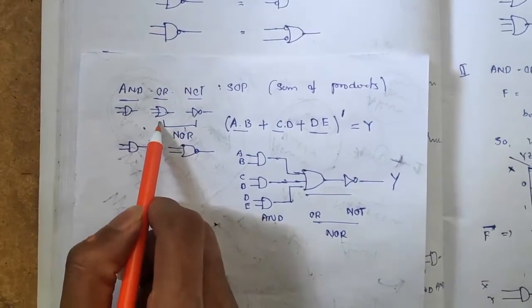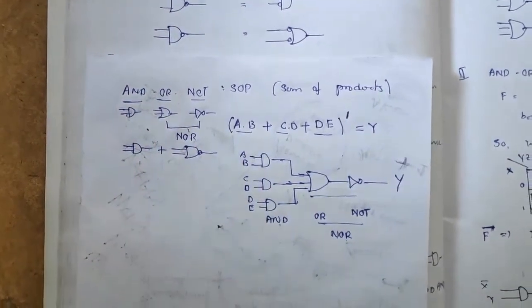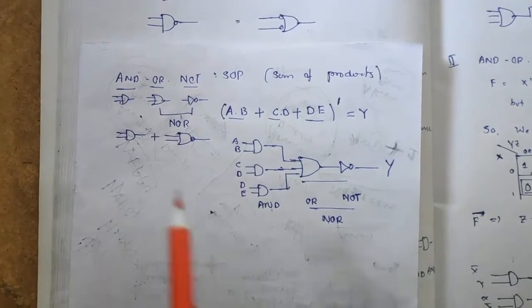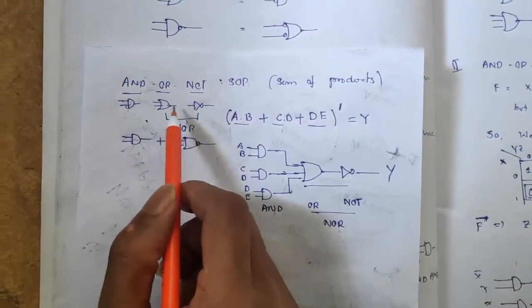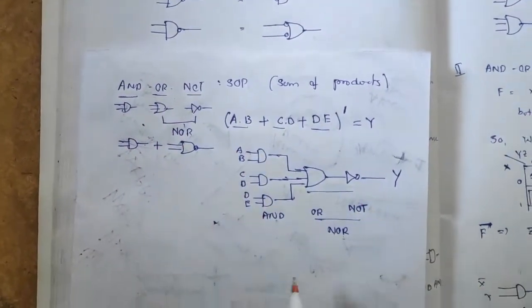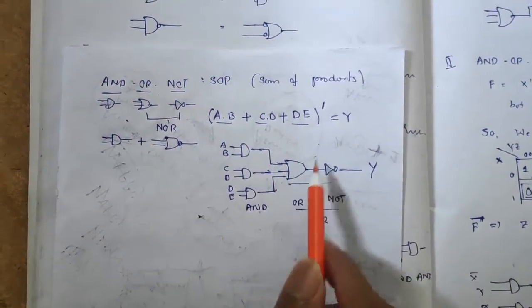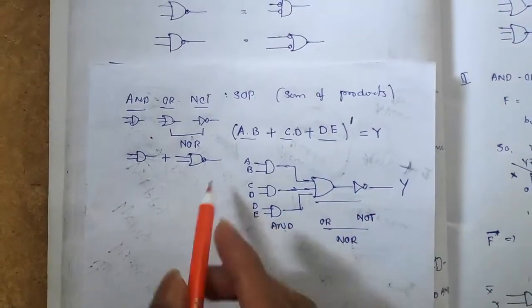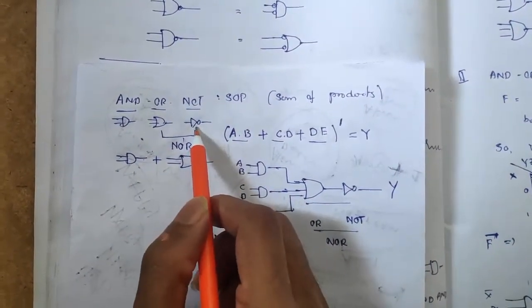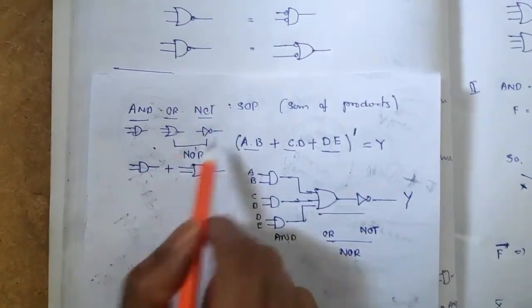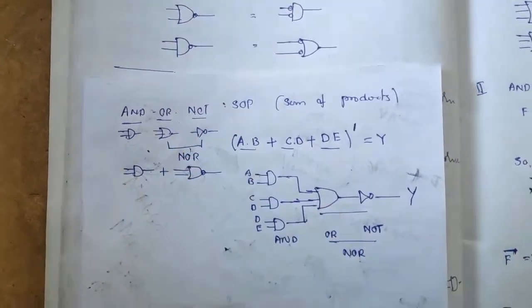The OR gate may have any number of inputs; it is not necessary that it should have 2 inputs. Suppose you can see an OR gate which has 3 inputs. Okay, the NOT gate representation is this one. So you have to know the symbols of the basic gates.